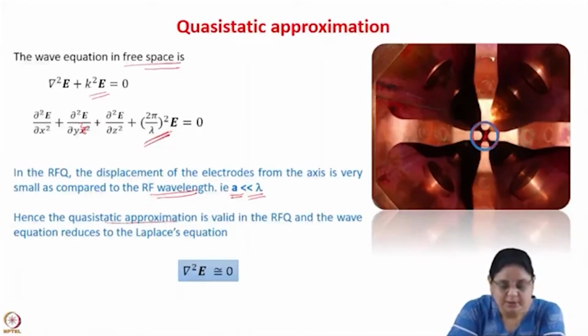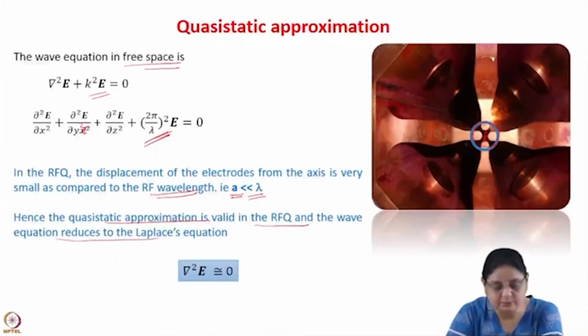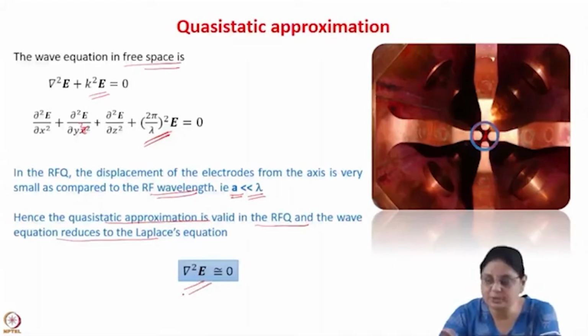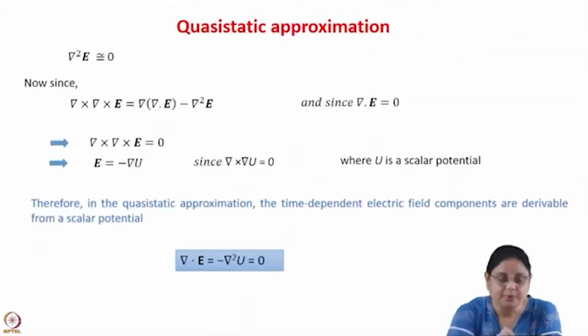So the quasi-static approximation is valid in the RFQ, and the wave equation reduces to the Laplace's equation. So we just need to solve for the RFQ fields. Del square E is equal to 0. Just the Laplace's equation needs to be solved. So del square E is equal to 0.